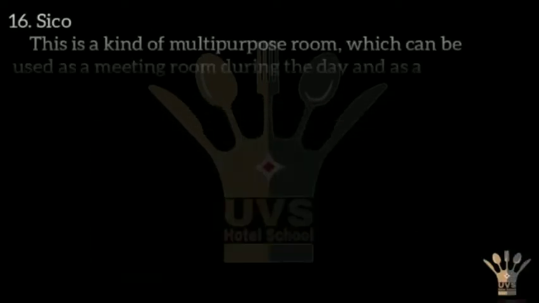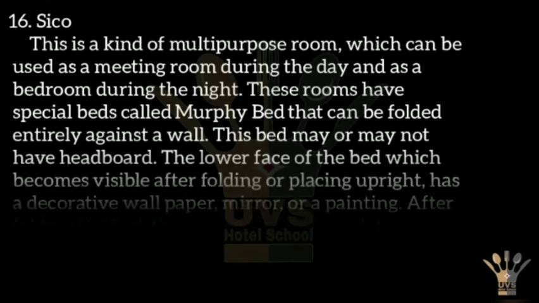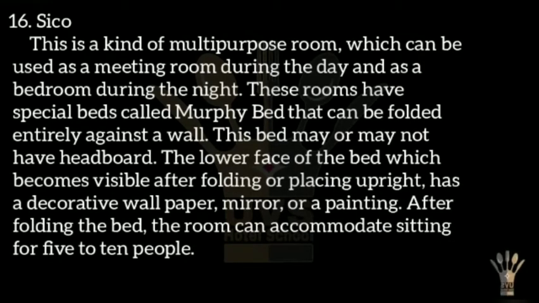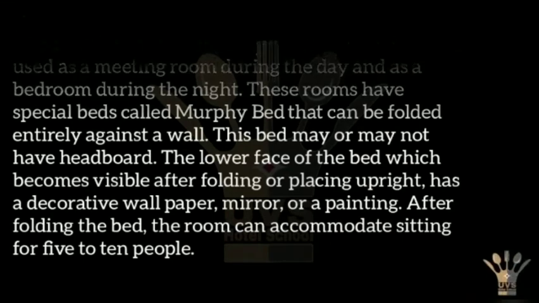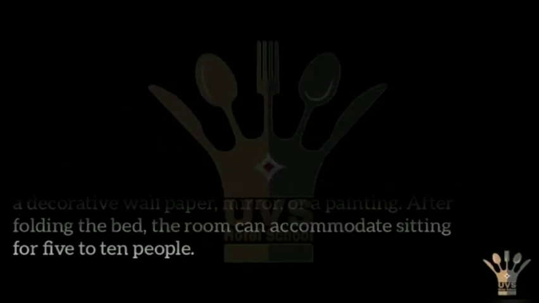15. Sofa bed room. This is a kind of multi-purpose room, which can be used as a meeting room during the day and as a bedroom during the night. These rooms have special beds called Murphy beds that can be folded entirely against a wall. This bed may or may not have a headboard. The lower face of the bed, which becomes visible after folding or placing upright, has a decorative wallpaper, mirror, or a painting. After folding the bed, the room can accommodate seating for 5 to 10 people.